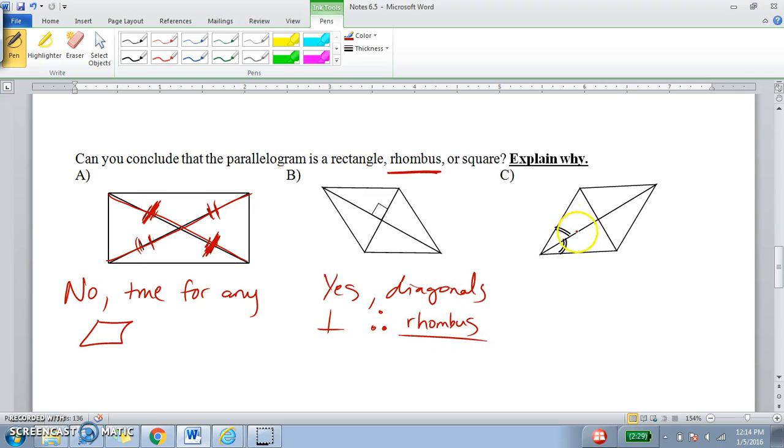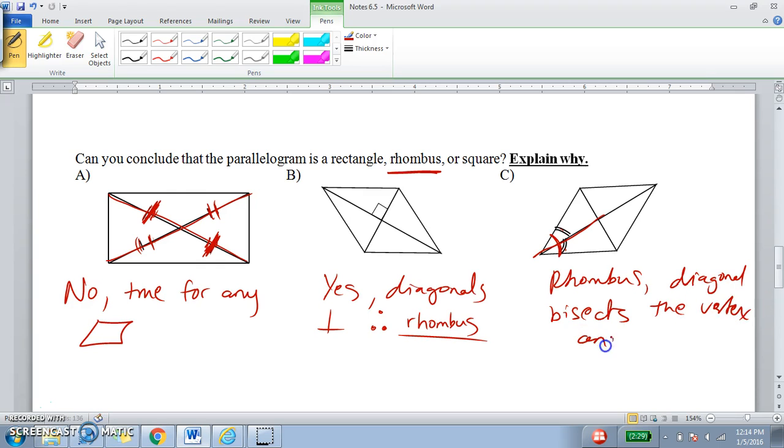Okay, this one, this means that these 2 angles that are cut by this diagonal are congruent to each other, or this whole angle is bisected. So this is also a rhombus, because that is true for a rhombus. The diagonal bisects the vertex angle.